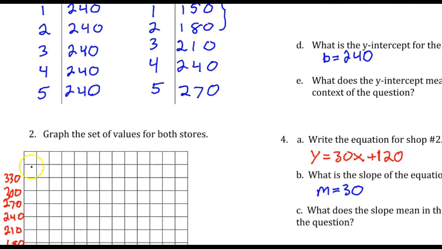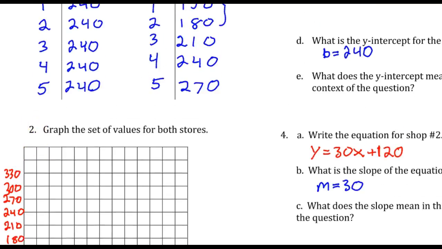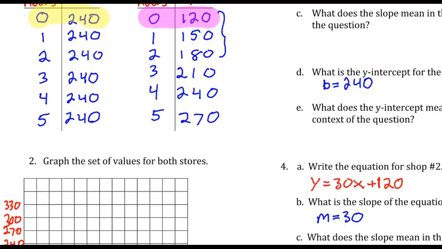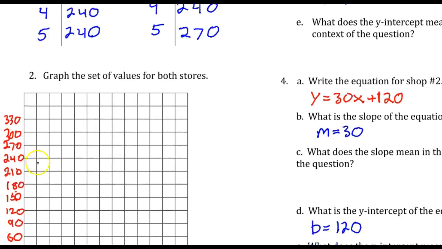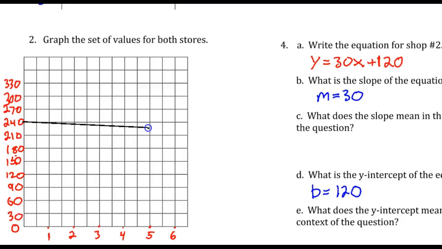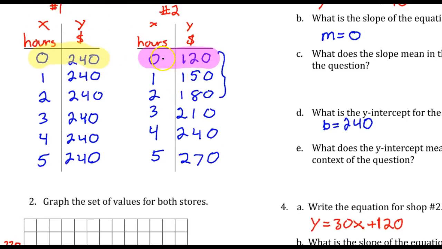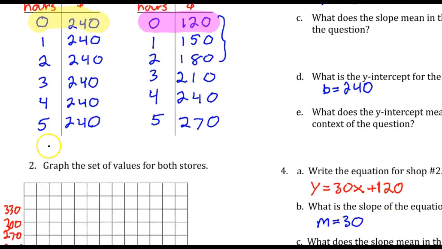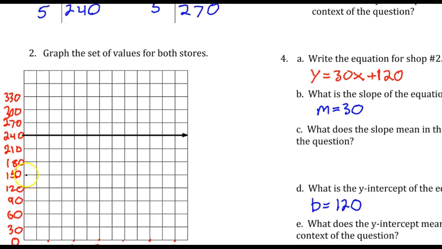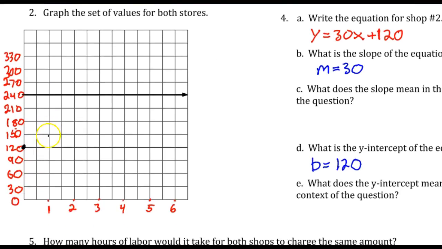And now we can actually plot this. The 240, the first one, is going to be pretty straightforward because they're all 240, right? So we already know that's a 0 slope. But here we're going to start at 120, go up 30. So there's your y-intercept. There we go, and it goes up 30 for each hour.